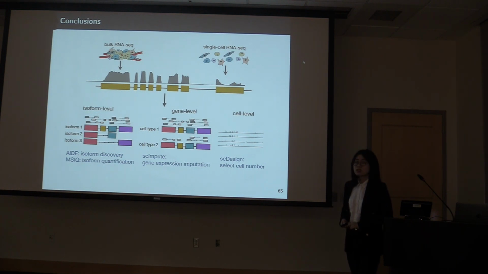So to conclude this talk, in the first part of this talk, I introduced two statistical methods, A and MIS-IQ, to improve the isoform discovery and quantification from bulk RNA-seq datasets. And by applying these two methods to RNA-seq datasets, we have a better chance to understand the alternative splicing process in different biological samples. In the second part of this talk, I introduced S-impute and SC design to improve the analysis and experimental design of single-cell studies.